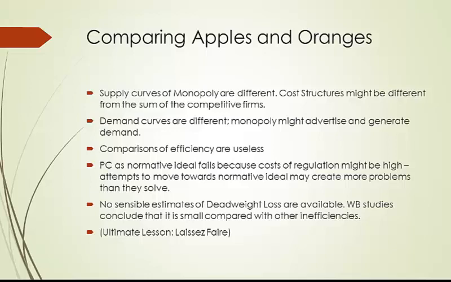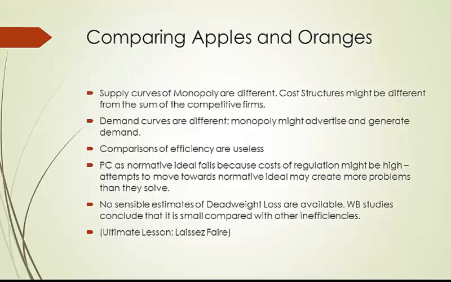The picture in which you are taking a triangle is one in which you are saying that there is a monopoly, but the monopoly world has a different supply curve and a different demand curve. It's not the same picture anymore. So you can't really compare perfect competition with monopoly. So this whole comparison of efficiencies is useless. PC as a normative ideal fails because the cost of regulation might be high.